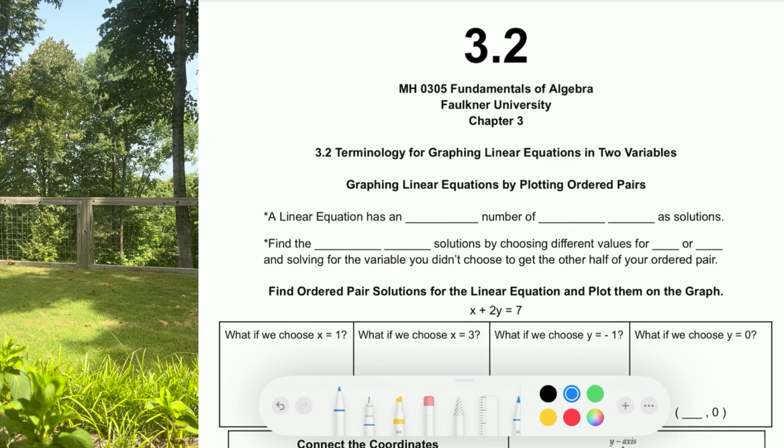Welcome back, students. We'll be looking at section 3.2, terminology for graphing linear equations in two variables. So let's start with graphing linear equations by plotting ordered pairs.